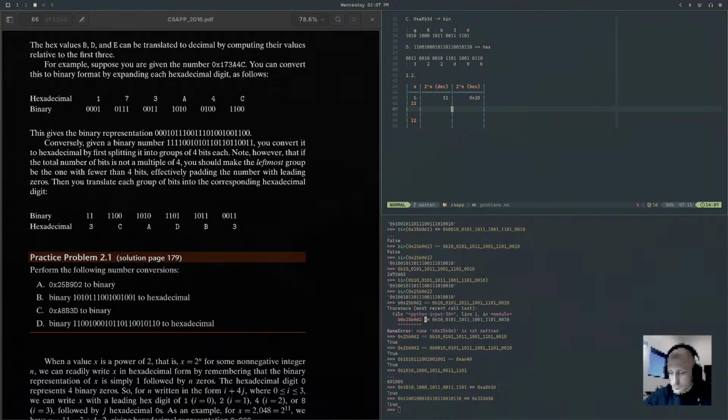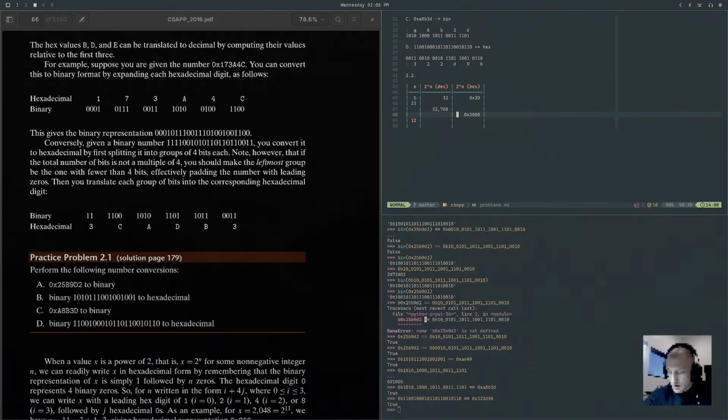So 32,768. This will be 32,768. They got a comma there. This is a 2 as well. 32,768. Blank. This will be 0x 2 0 0 0.